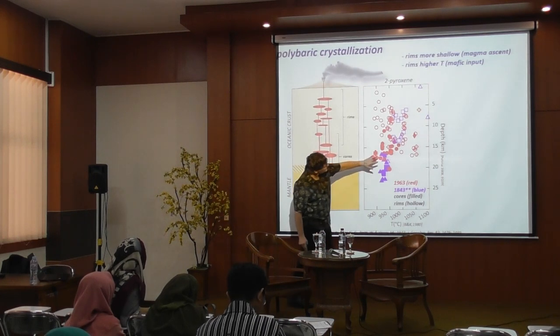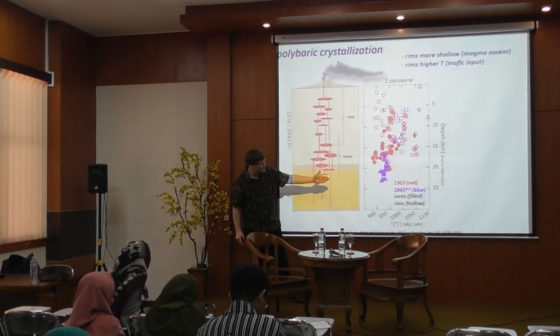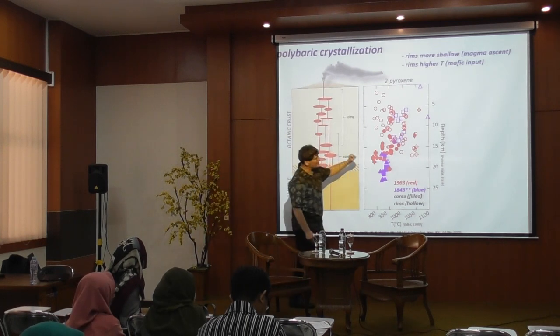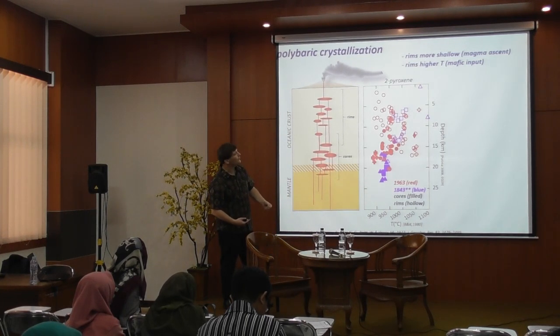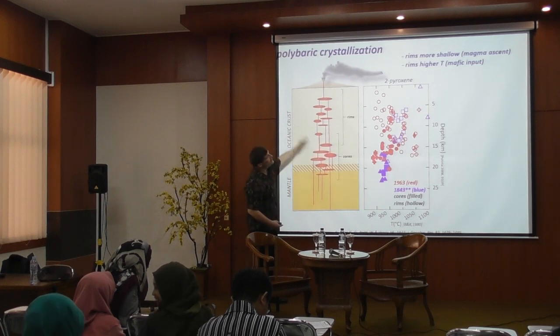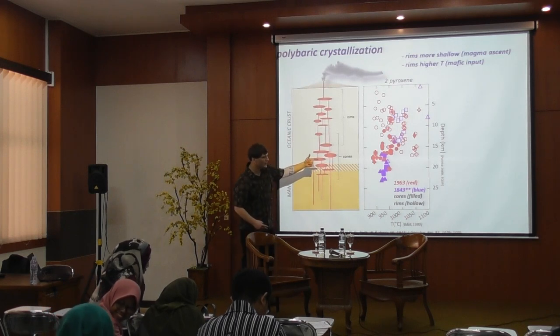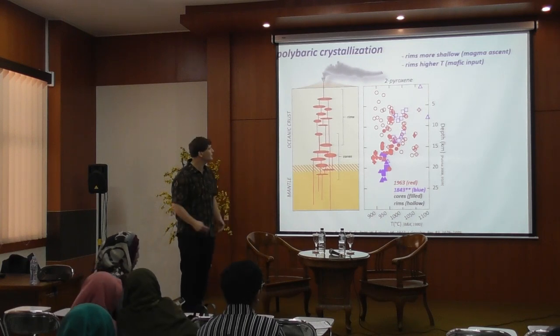So here, the filled symbols are the cores, and the hollow symbols are the rims. The blue is the 1843 eruption, the red is the 1963 eruption. So the cores are forming at lower temperature but higher pressure deep in the earth. And then the rims are forming at lower pressure and sometimes higher temperature. So you've got magma storage happening here, and then it's moving to shallower levels to form those rims. So we know something about the plumbing beneath the volcano from two-pyroxene thermobarometry.